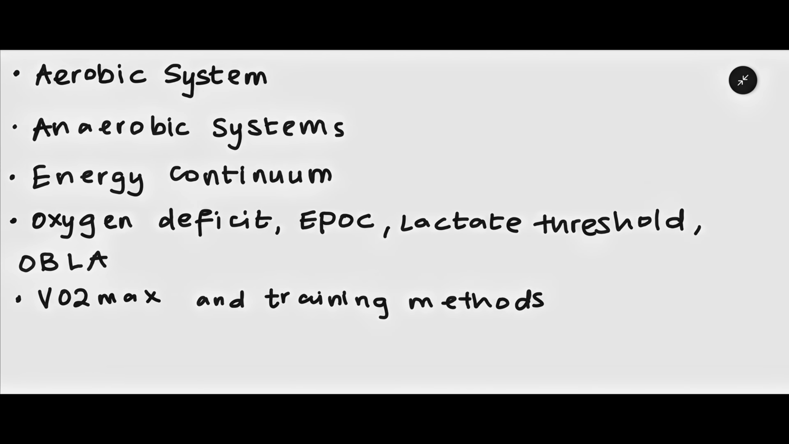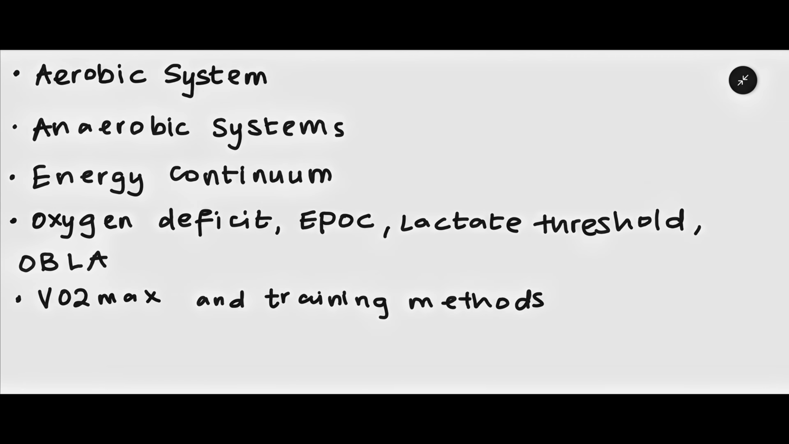The ATP-PC system dominates very short explosive efforts. It resynthesizes ATP at the fastest rate, but only for a short time because phosphocreatine stores are limited. The anaerobic glycolytic system supports high-intensity efforts that last longer than the initial explosive phase. It can resynthesize ATP quickly, but it is linked with rising lactate and fatigue.